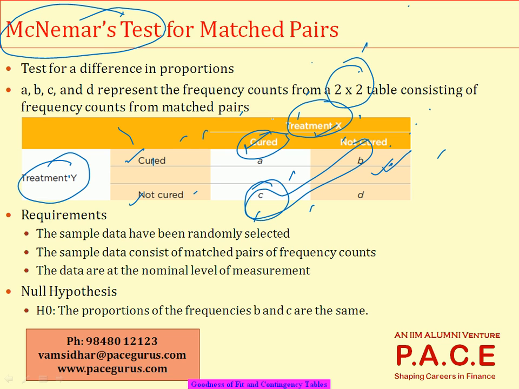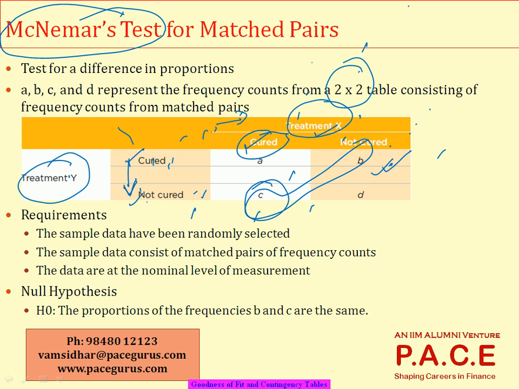So if I go with this kind of matching pairs and establish the frequencies in this form, two outputs of one variable here, two outputs of another variable here, generally giving yes or no kinds of meanings, right? Cured and not cured, yes and no.